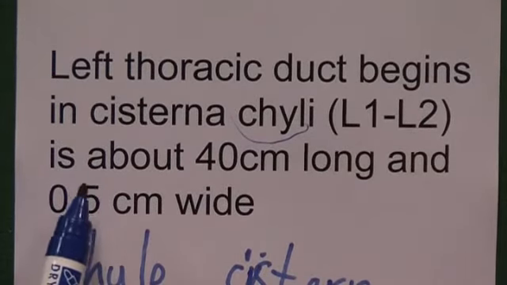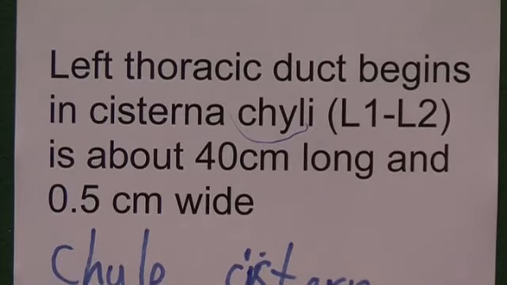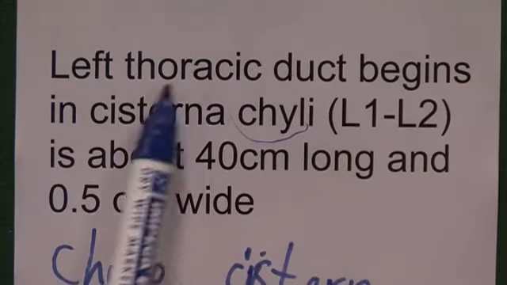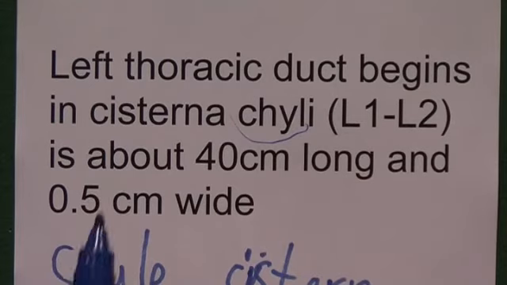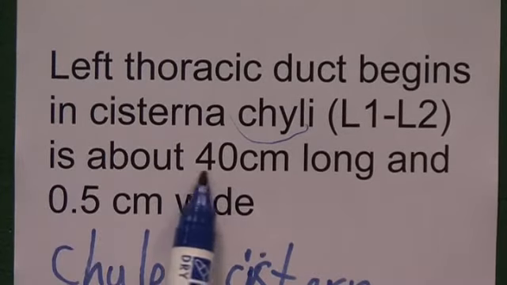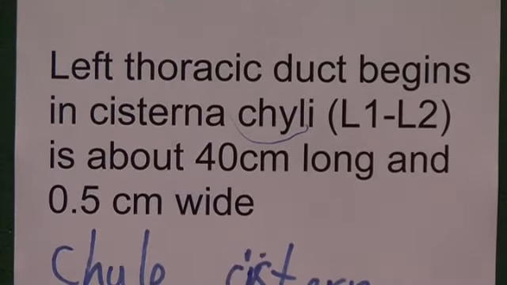You might remember the main lymphatic trunks from the abdomen drain into the cisterna chyli. The left thoracic duct goes through the diaphragm and all the way up. It's about 40 centimetres long, all the way up to the left subclavian vein, and it's also about half a centimetre wide. So they're the main structures in the lymphatic drainage system.